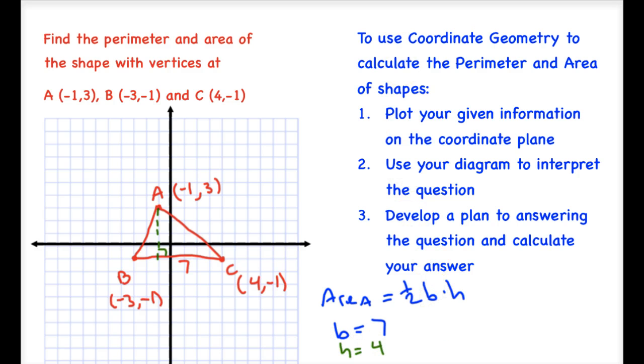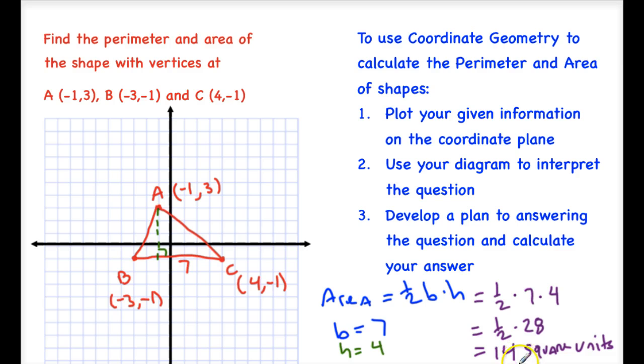So the area is 1/2 the base, which is 7, times the height, which is 4, which is going to be 1/2 of 7 times 4, which is 28. And so our area is 14, in this case we would say square units, or you could say units squared. So I'll just say square units because we don't have inches or meters or anything like that.